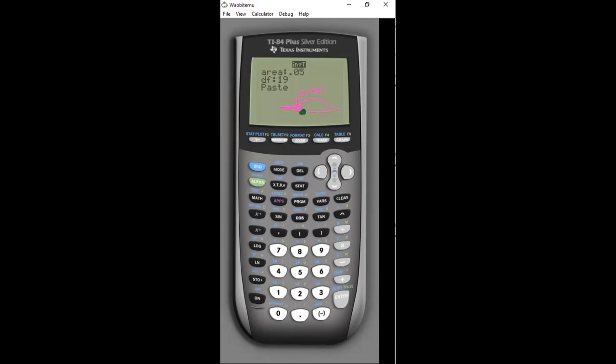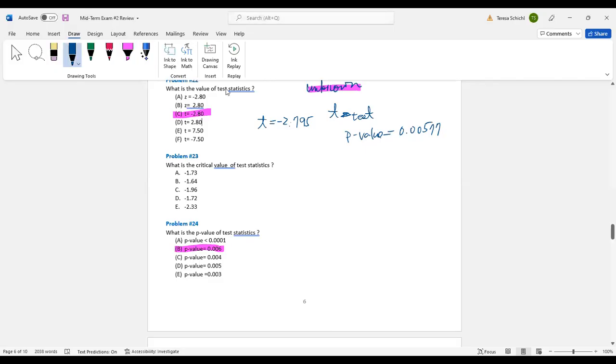Let me erase this so we can see the output here. Okay, so now you do like a boom, boom, boom. So it will give you negative 1.729. All right, so it's a negative 1.729. Okay, let's go to my workbook. So here it will tell me my critical value is negative 1.729. So when I round it off, what is my answer here? It's negative 1.73.